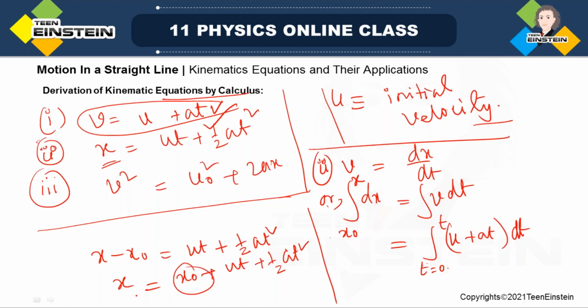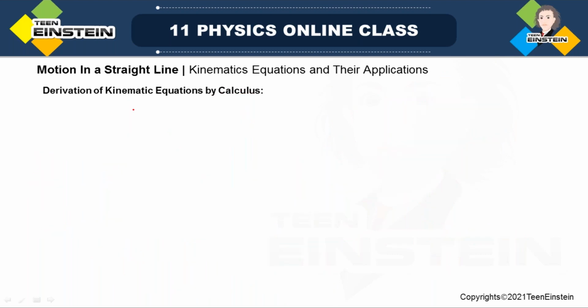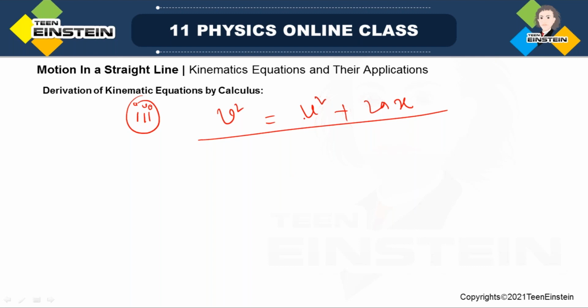What is this x0? x0 is the initial displacement, suppose. Let us see how to derive the last equation. The third equation of motion is v square is equal to u square plus 2ax. This is what we have to derive here. To derive this one, I'll come from the equation of acceleration. This is dv by dt, or you can write this as dv by dx into dx by dt.